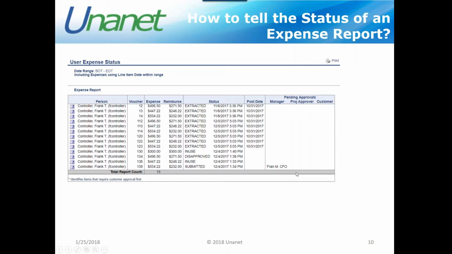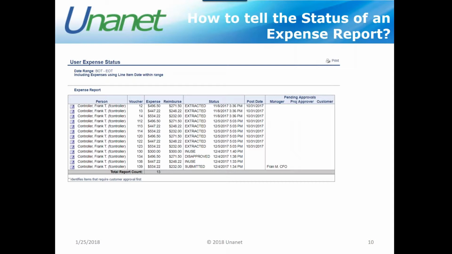Who am I waiting on that needs to approve that before I know I'm going to get reimbursed? So this tells me that Fran, the CFO, is who I am waiting on for that. So that gives me, as the end user, a lot of information. But maybe I'm not the end user. Maybe I am the manager who's wanting to get some information on expense reports that are out there in the system that I need to be taking care of or approving.